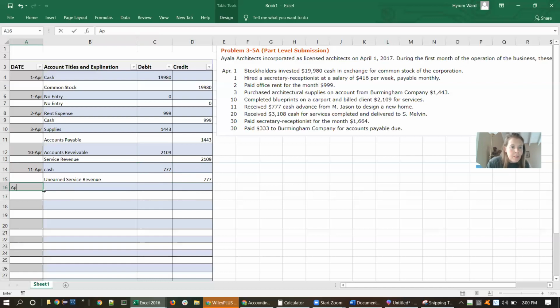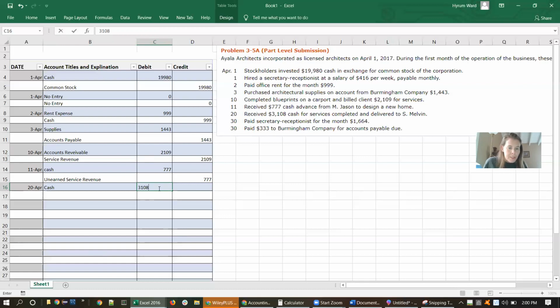On April 20th, we received $3,108 cash for services that we completed and delivered to S. Melvin. And so on April the 20th, we're going to put in cash. And because this time we did complete those services, they're going to go under our debit.